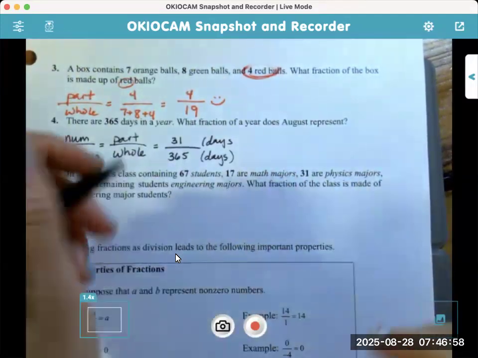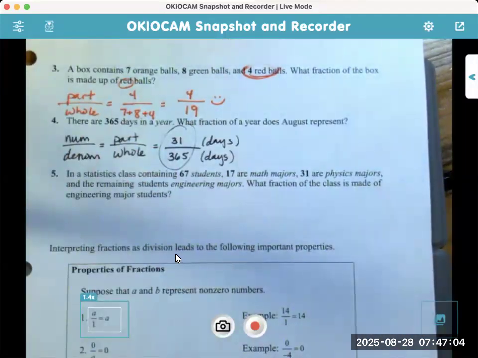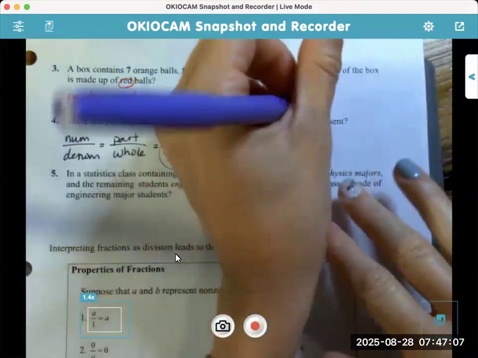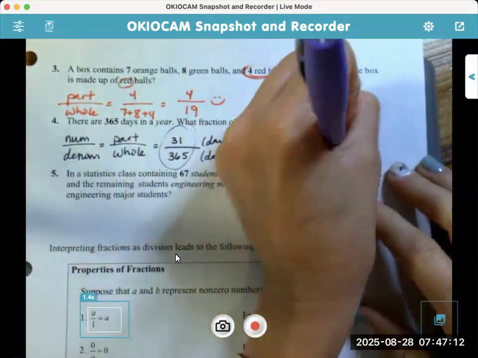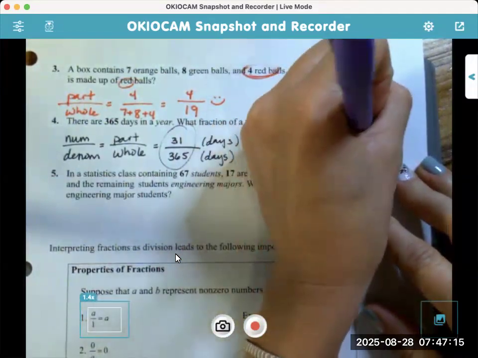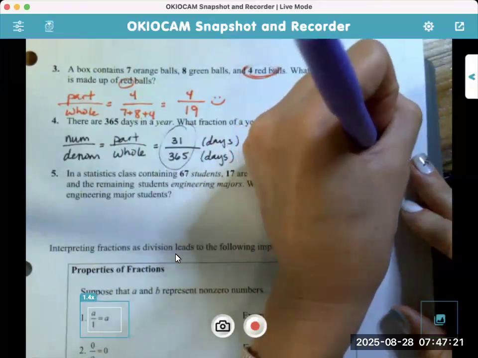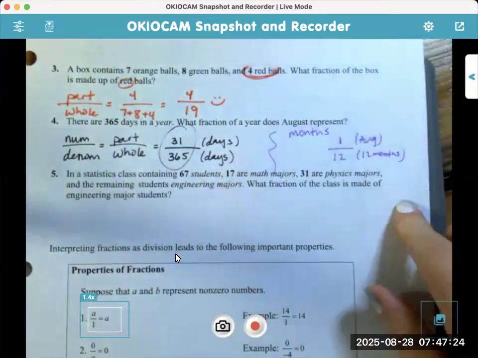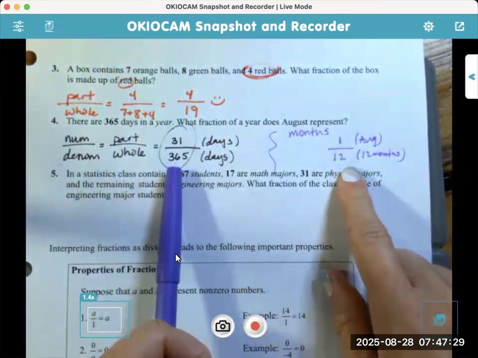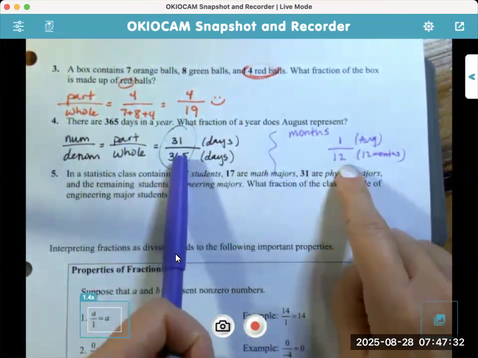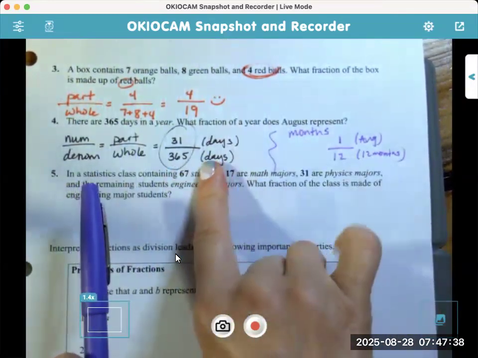Here, the answer is 31 over 365. But I want to make a point: if we changed it to months, then that would be 1 over 12, because August is 1 month out of the 12 months. Does that make sense? These are not equivalent fractions in the sense that 365 is the same as 12. Obviously, they're not. But it's the same in terms of unit changes. If I go from days to months, notice how the fraction changes.